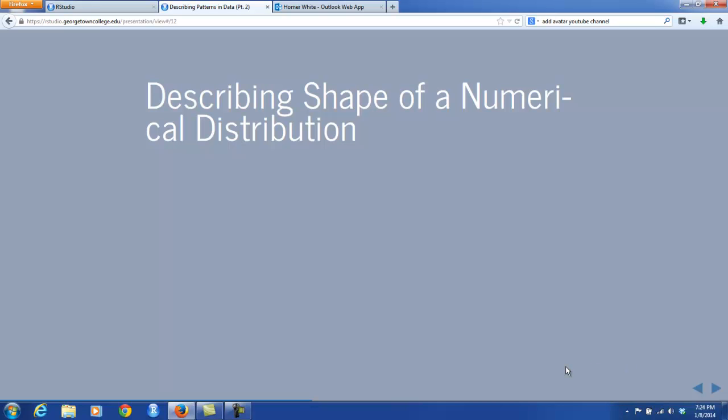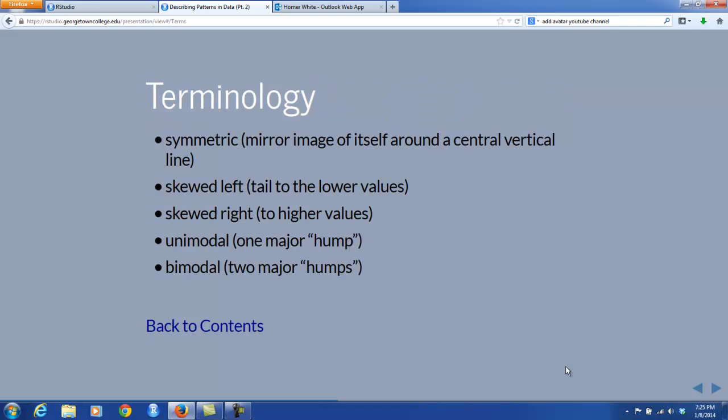So let's pull back a bit and learn some general terminology for describing the shape of a distribution after you look at a histogram or a density plot. The basic terminology is this. You could say that the shape is symmetric if it looks like a mirror image of itself around some central vertical line. You could say it's skewed left if it looks like it has a tail going off to lower values of the variable. Skewed right if it looks like it has a tail going off to higher values. You could say it's unimodal if there appears to be only one major hump. Bimodal if there are two major humps. And I suppose it's possible to have more humps, but we don't particularly assign names to them.